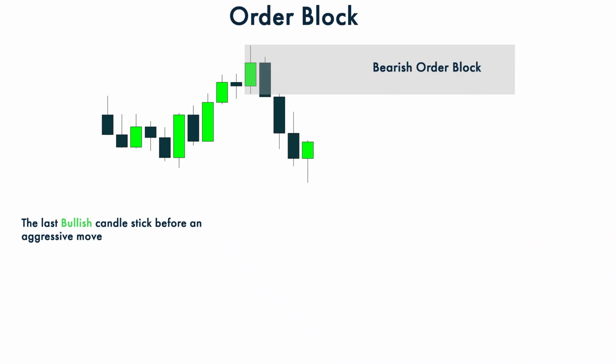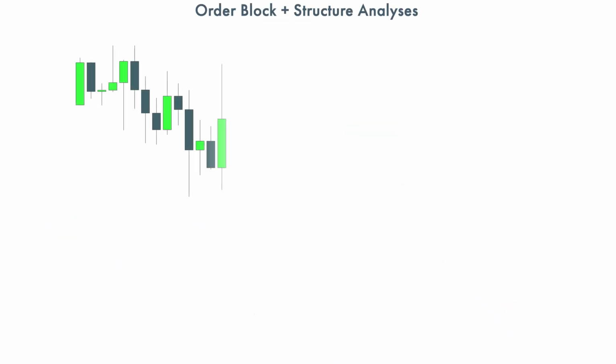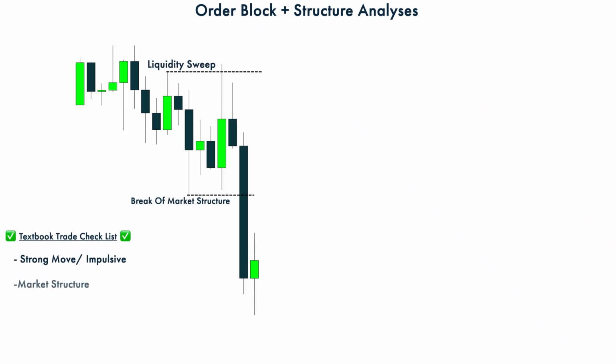This candle marks the area where institutions likely placed large sell orders, disguising their true intentions by briefly pushing price higher before aggressively driving it down. In this example, we can clearly see how price drops aggressively, breaking a previous market structure low, confirming bearish intent.